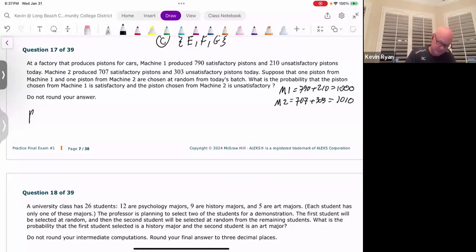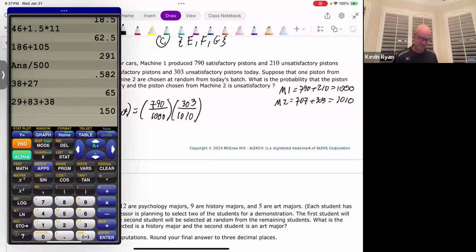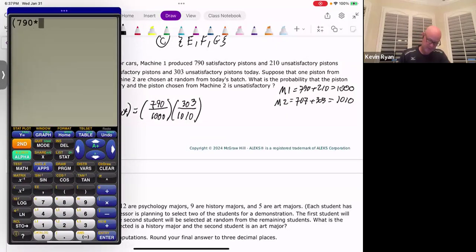All right, so what is the probability machine one was satisfactory and machine two unsatisfactory? Well, for a satisfactory machine one, that's going to be 790 out of 1,000. An unsatisfactory machine two, that's 303 out of 1010. And it says, do not round your answer. So 790 times 303 divided by 1,000 times 1010. So almost a 24% chance that you would get this combination.